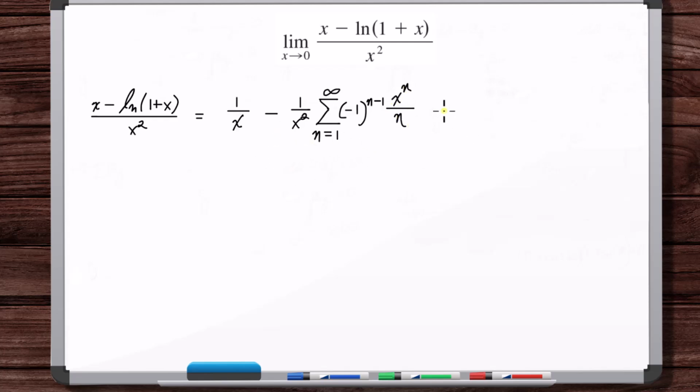Okay, so this is x to the n minus 2 over n. Now, this isn't a power series anymore because the first term is x to the minus 1. It only becomes a power series when n is equal to 2. But I'm looking at the solutions manual, and this is how the textbook does it.